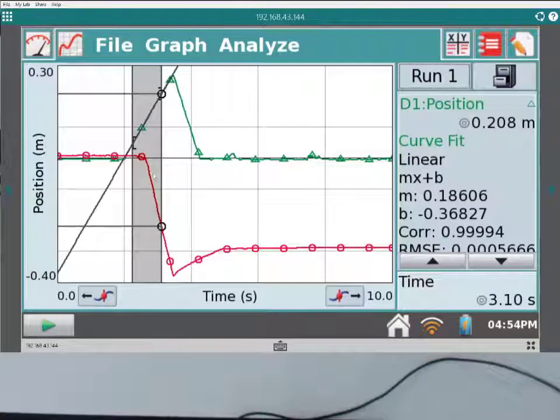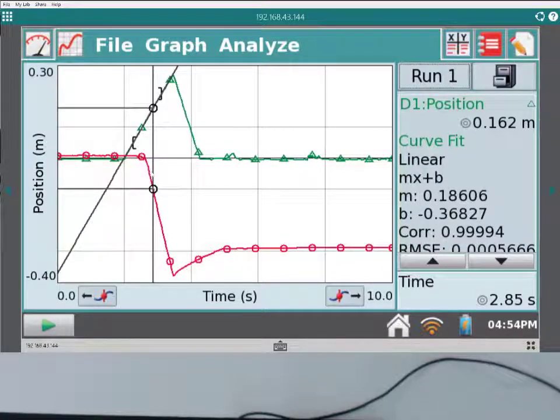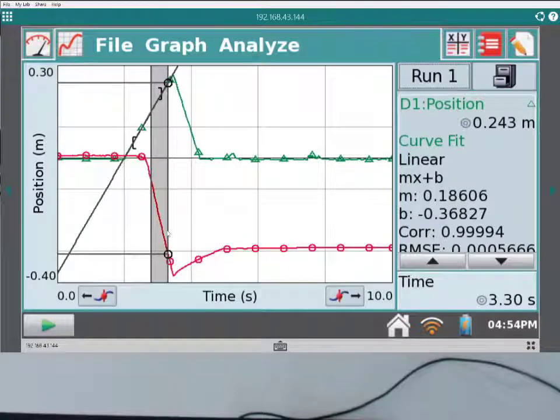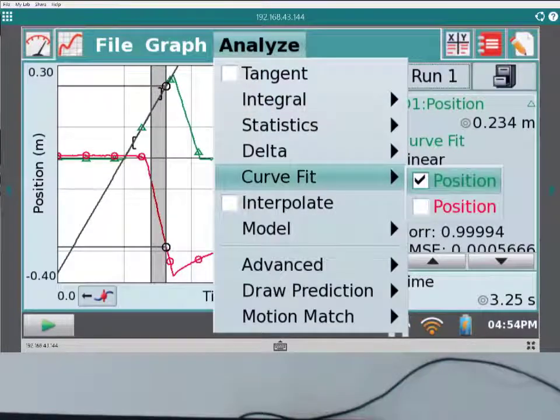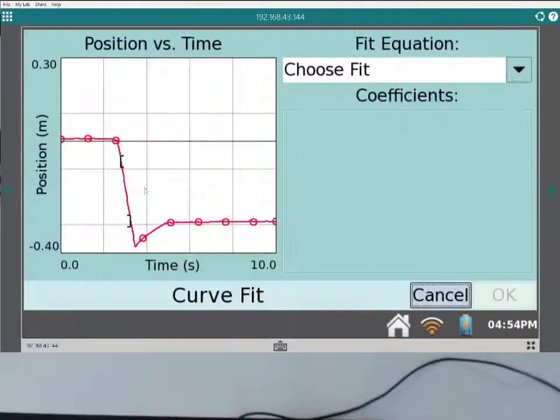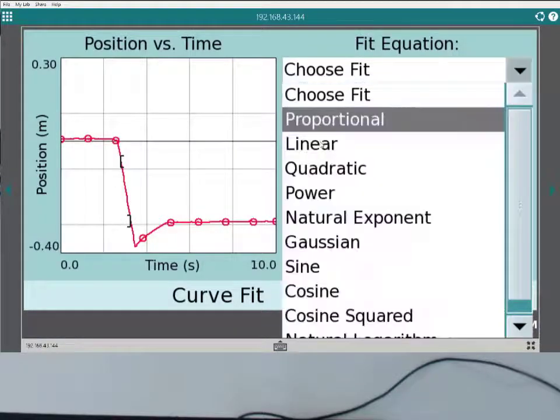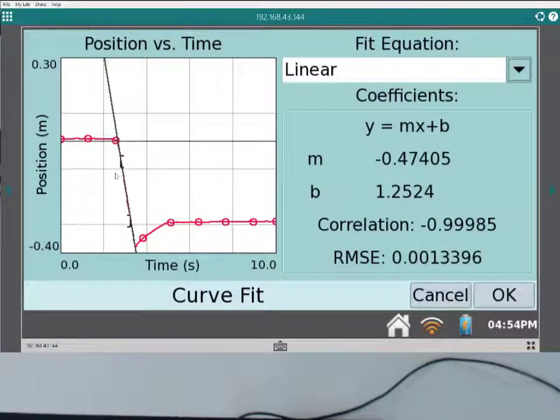Okay, let's get the initial velocity of our red cart. All right, there looks pretty good. Curve on red. And let's make it linear. There we go. There's the initial velocity of our red cart given by the slope. Notice it is negative because the red cart is moving to the left, which is the negative direction. This is before our regular inelastic collision for our red cart.